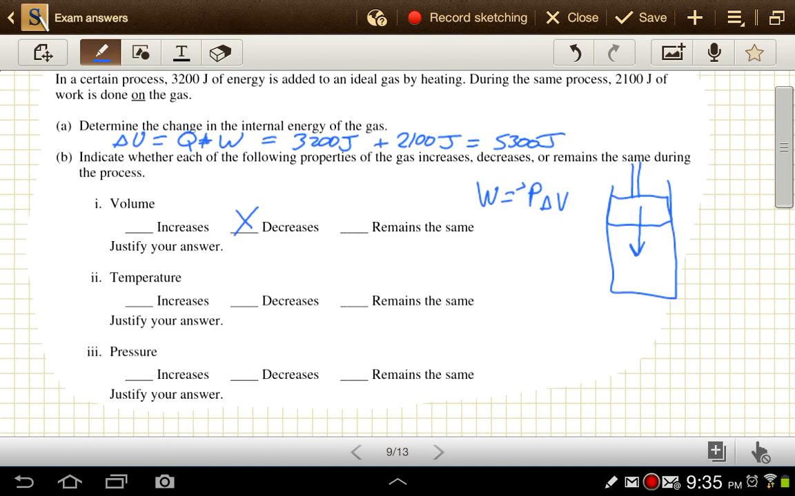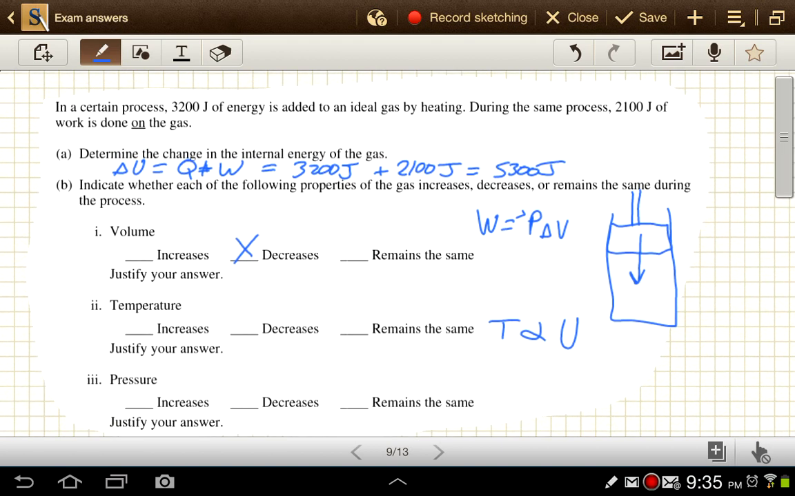Second question, temperature. Does it increase, decrease, or stay the same? Temperature is proportional to U, the internal energy. Now this one really tricks people up because we see this word heat and heating, and we think, okay, heat, that goes along with temperature. If it's too cold in my house, I turn on the heat. But temperature doesn't go directly with heat. Heat is just energy being transferred into or out of a system. Temperature goes along with how much energy is in that system. Not how much it's changing, but how much is there.